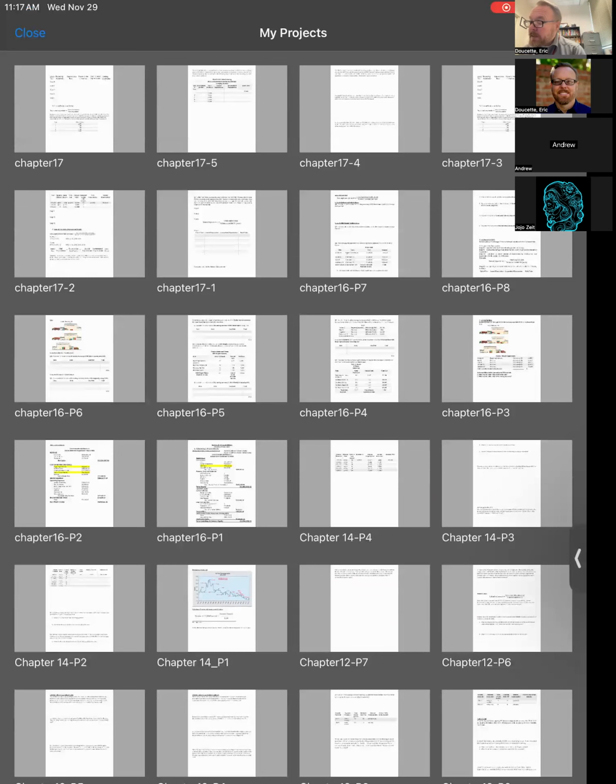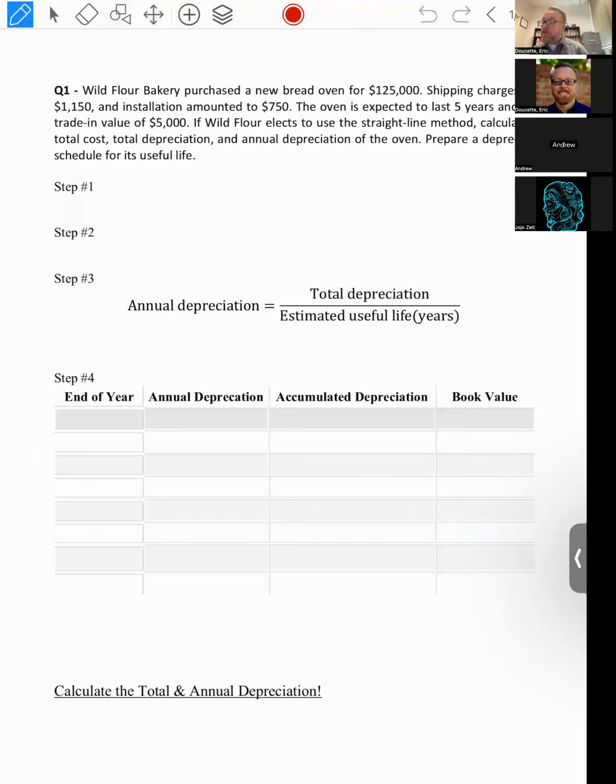So I'm going to go ahead and look at this. Let's see, 17.1. So here's the first one that we'll look at. Wildflower Bakery purchased a new bread oven for $125,000. Shipping charges were $1,150. The installation amounted to $750. And the oven is expected to last 5 years, and has a trade-in value or salvage value, that's the same thing, of $5,000. If Wildflower elects to use the straight line method, calculate the total cost, total depreciation, and annual depreciation of the oven, and then prepare a chart down here.